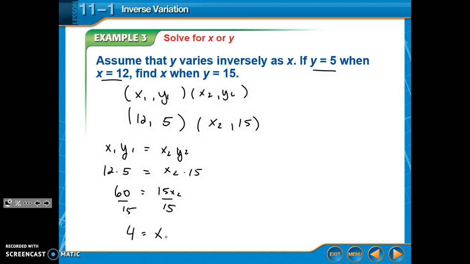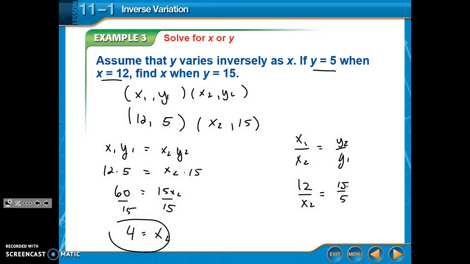So I get x2 is 4. So this is one way to solve for that x. And then they said the other equation is x1 over x2 equals y2 over y1. So if we were to use this one, our x1 is 12, our x2 is what we're looking for, y2 is 15, and y1 is 5.